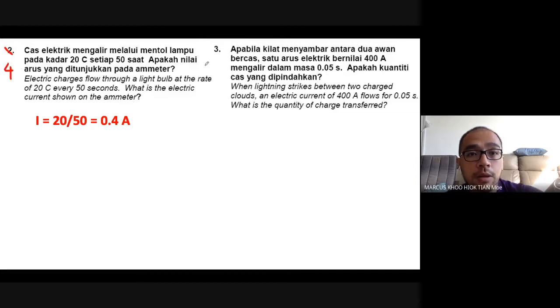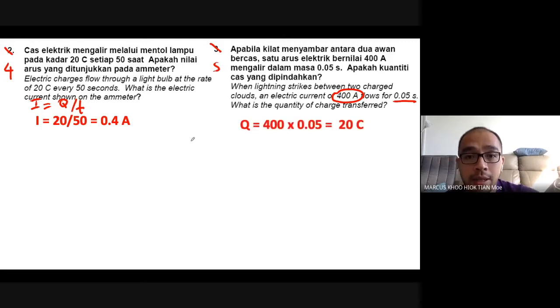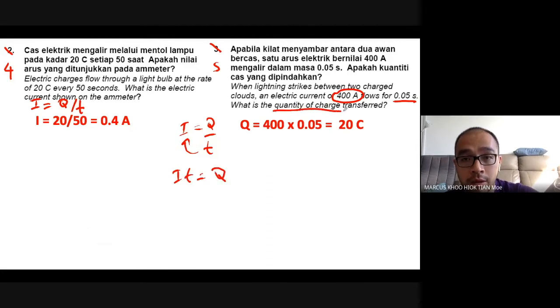This is number 4, this is number 5. Let me write it a bit nicer. I equals Q over T. Question number 5. When lightning strikes between two charged clouds, the electric current is 4 amps and the time is 0.05. So if we use the same formula again, I equals Q over T. I bring the T up, so IT equals Q. I want to know how much is the quantity of charge. So 400 amps at 0.05 seconds is 20 coulombs of charge.